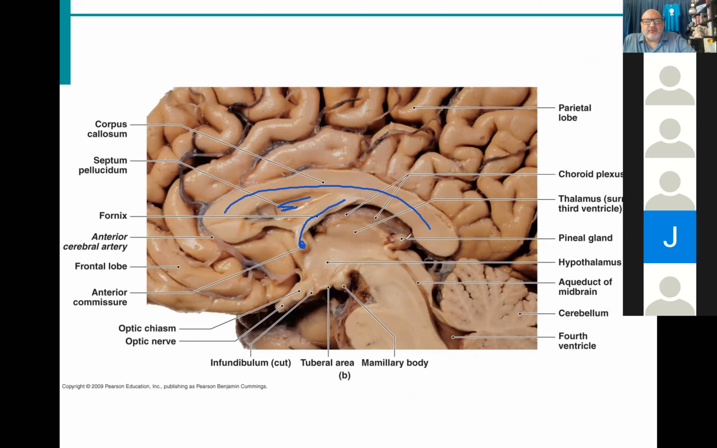And then again, from the corpus callosum, here is our pineal gland. And then this right here is your posterior commissure, right across from the anterior. Excellent.